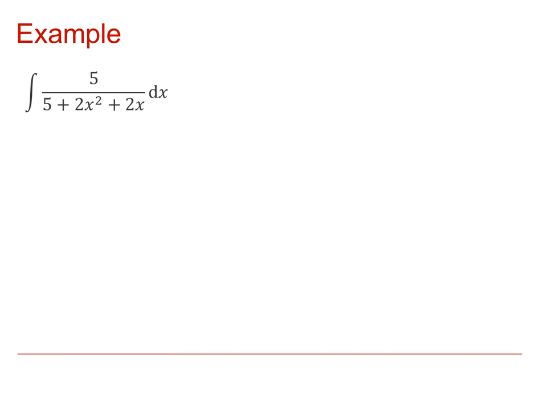So I need to factor out the 5 from the numerator and the 2 from the coefficient of x squared. So this becomes 5 over 2 outside the integral, and then we have 1 over 5 over 2 plus x squared plus x dx. And then this part of the expression I can complete the square on.